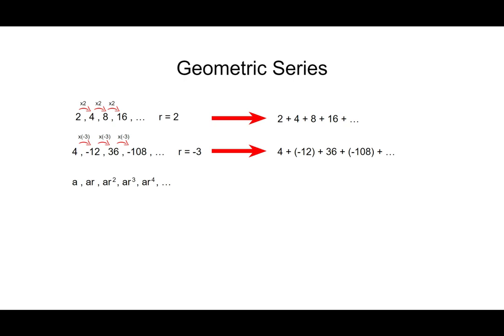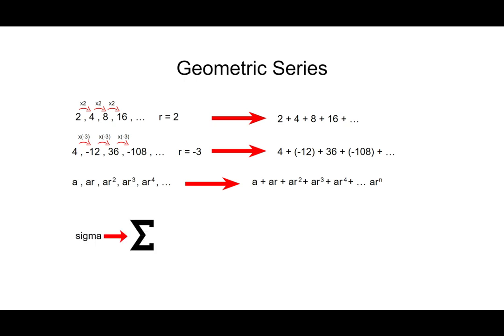And then if you want to represent it generally, you would have a plus a times r plus a times r squared, etc. And if it is a finite sequence, you would add up to that last term, which we don't really know, so that's why we're representing it in the general format. So we would add up all the terms until a times r to the nth power.